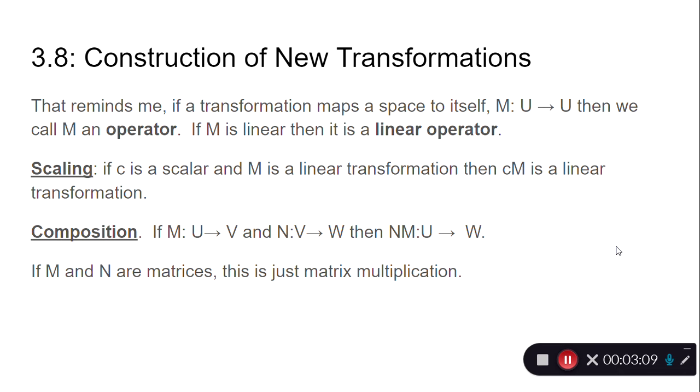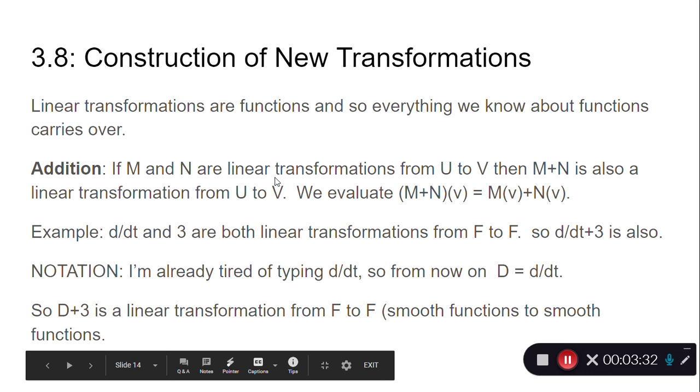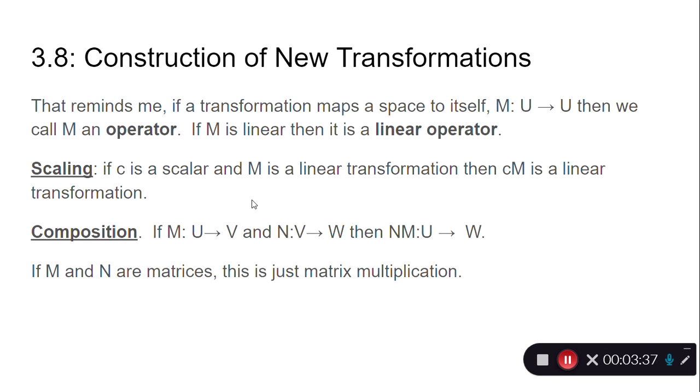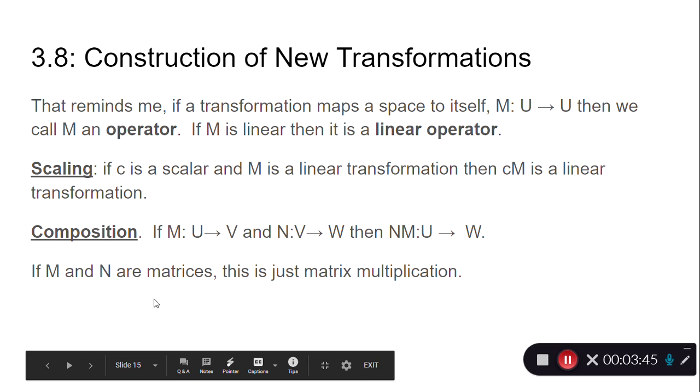That reminds me, just a bit of vocab. If the transformation is mapping a space to itself, so U to U, we call it an operator. If M is linear, then it's a linear operator. So for example, the derivative is a linear operator. All right, so again, we can add linear transformations together and they're still linear. We can scale a linear transformation. So take a linear transformation, multiply by a number, it's still linear. Think about derivatives here.